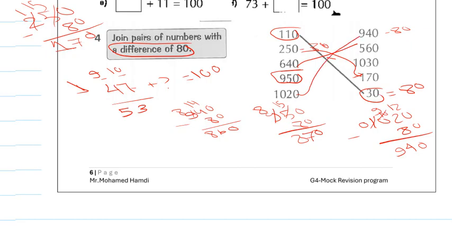And the last number, 950, if you add 80, gives me 1030. This means 1030 minus 80 gives me 950. It's a tricky question.